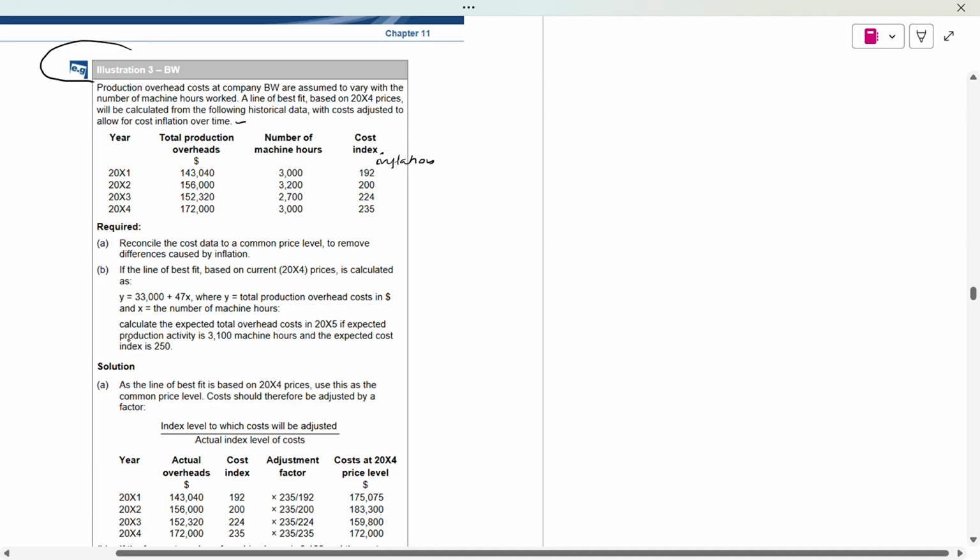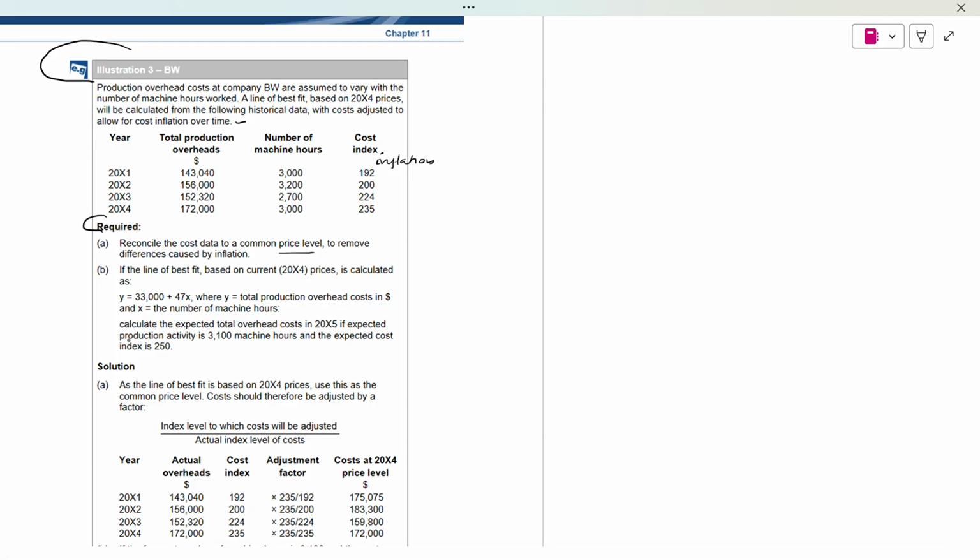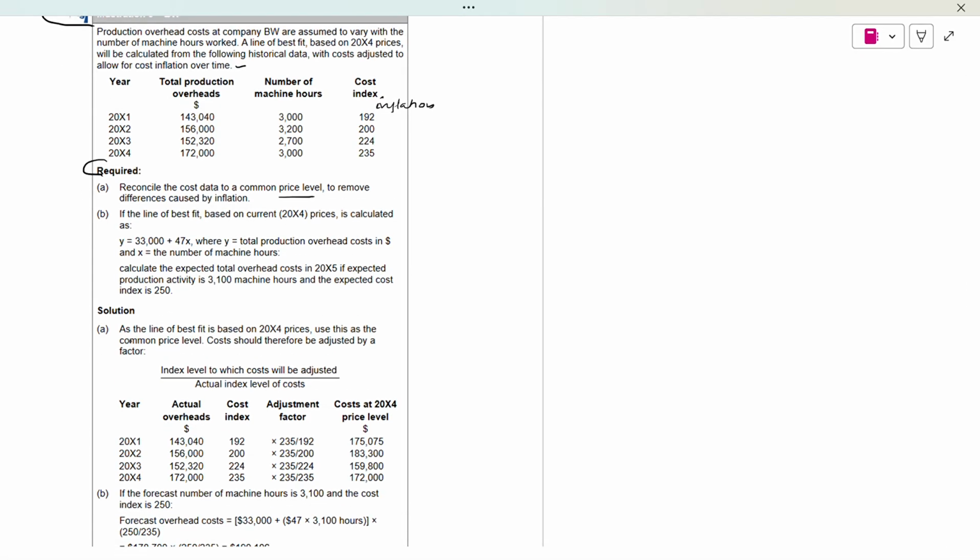Reconcile the cost data to a common price level to remove the differences. What is the formula? Index level to which cost will be adjusted, divided by the actual index level of cost. In which year are we doing index level 2? This is the formula which I have to use.